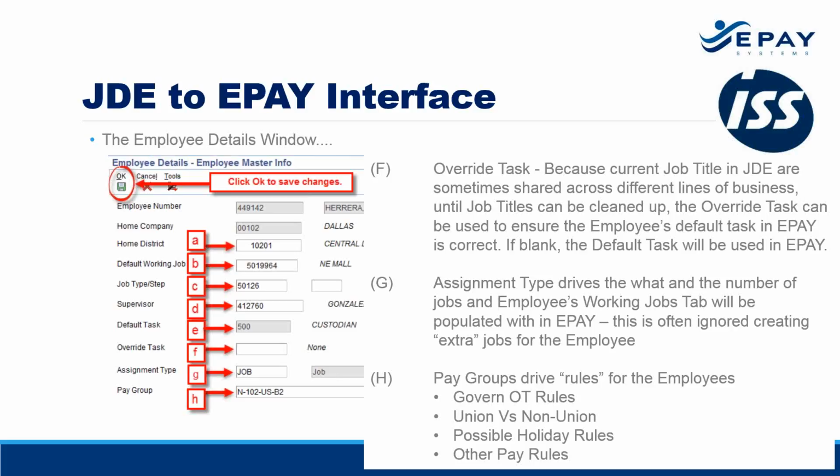Step G is the assignment type. Now we'll come back to task in a little bit when we talk about the default shift and task on the actual Blueforce record. We'll come back to that discussion, but that's enough to get past this particular slide. Step G there, assignment type, that's going to drive the number of jobs that the actual employee is given as part of the employee working jobs tab on the employee profile in Blueforce.